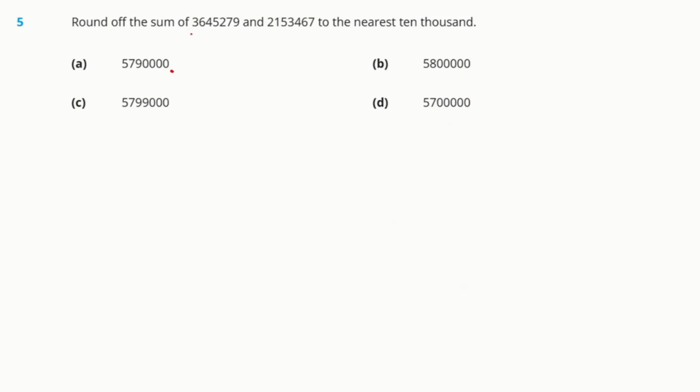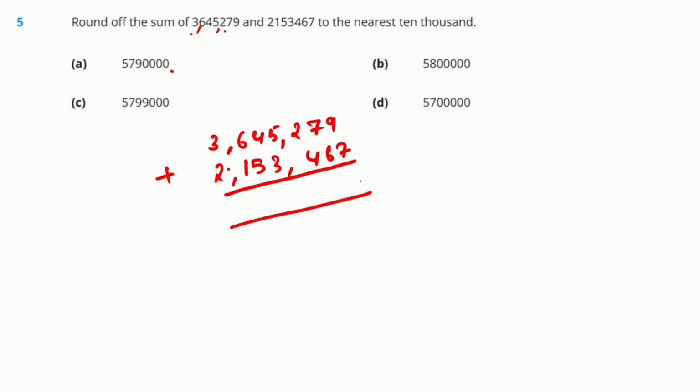Round off the sum of 3,645,279 and 2,153,467. So first we have to find out their sum. If we add them together, we would be getting 5,798,746. We have to round it off to the nearest 10,000.